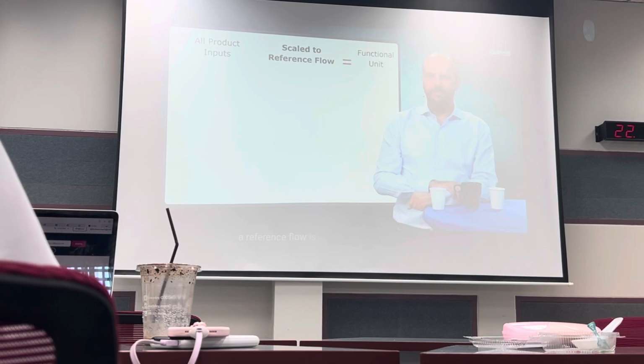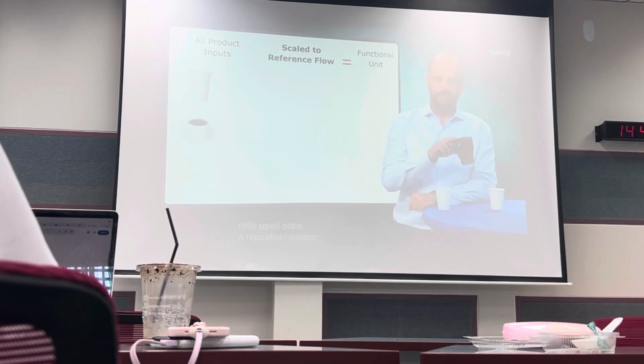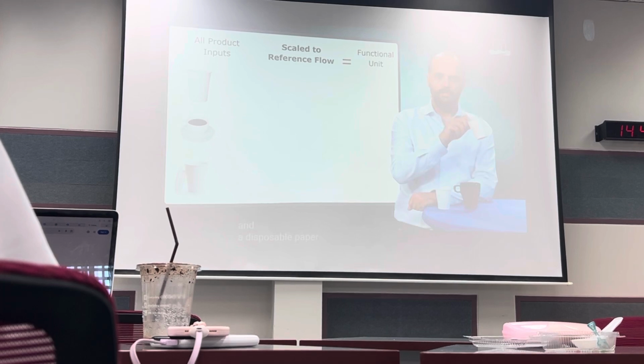A reference flow is the quantity of the specific product alternative that we need to be able to fulfill the functional unit. So, let's look at this example more closely. We have a disposable plastic cup of 150 ml, used once, a reusable ceramic cup of 250 ml, used 1,000 times, and a disposable paper cup of 200 ml, used once.